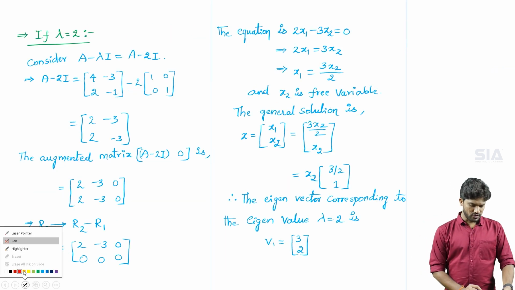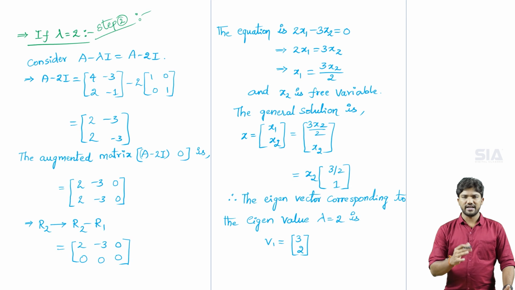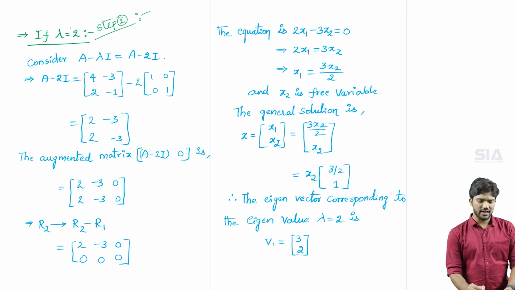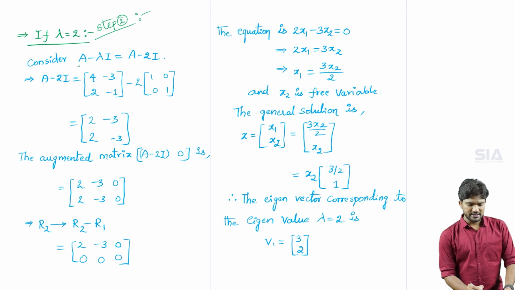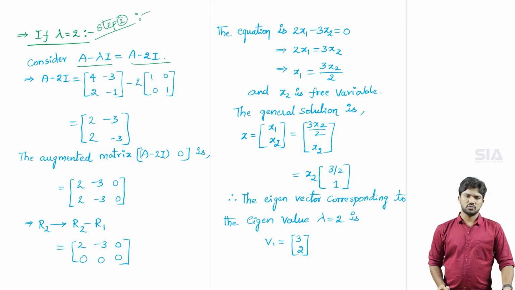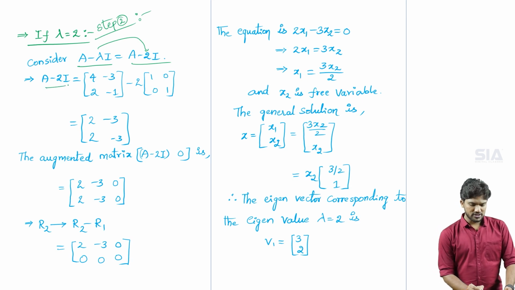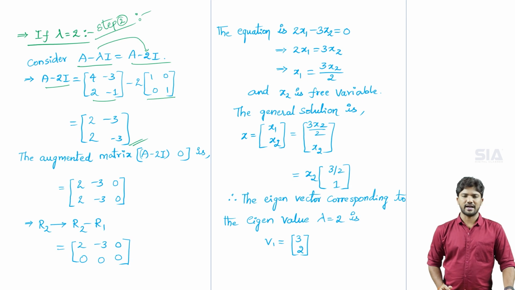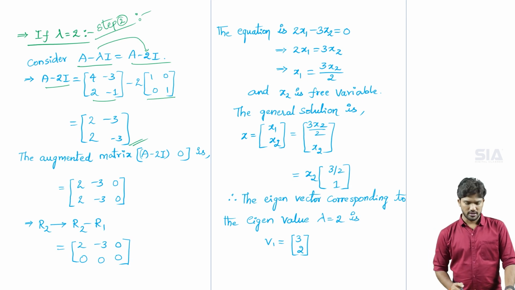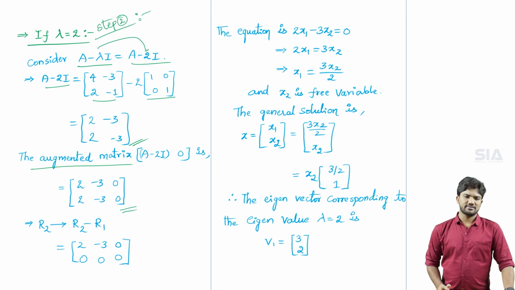Next, step 2 in this diagonalization process is finding the eigenvectors. First of all, take lambda equal to 2. You can also take lambda equal to 1. Consider A minus lambda I, which is A minus 2I. In place of lambda, we are substituting that eigenvalue. If you subtract, you will get this matrix 2, 2, minus 3, minus 3. Now the augmented matrix is given by 2, 2, minus 3, minus 3, 0, 0.